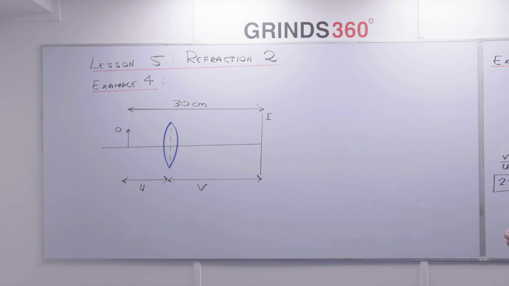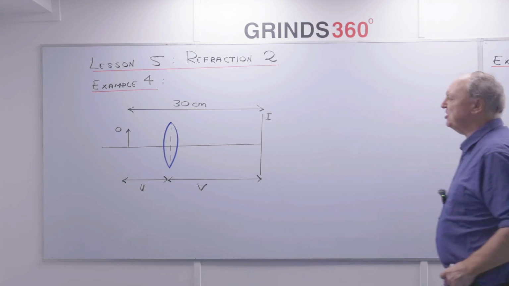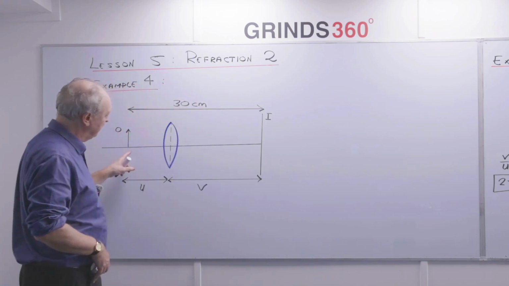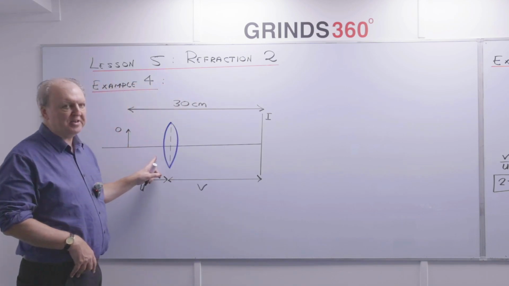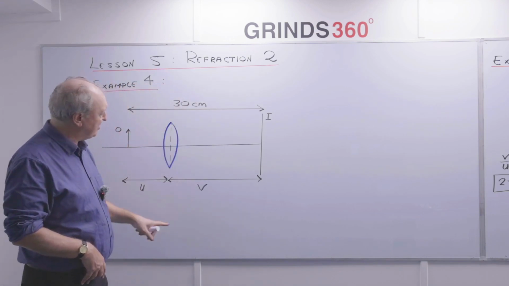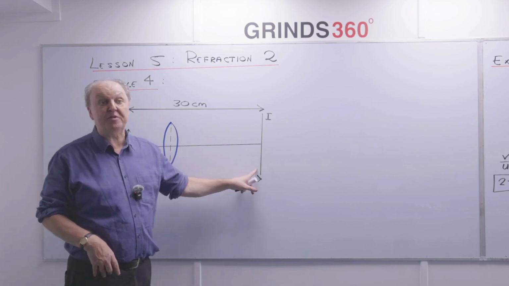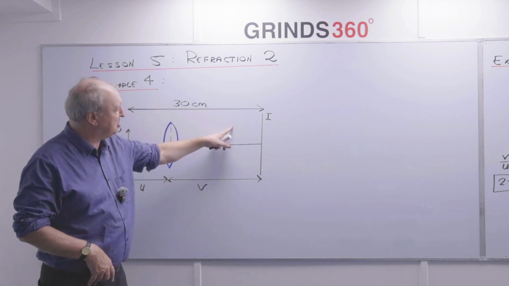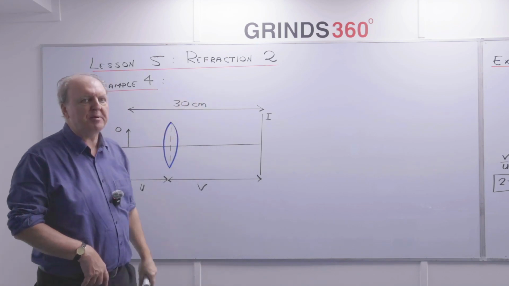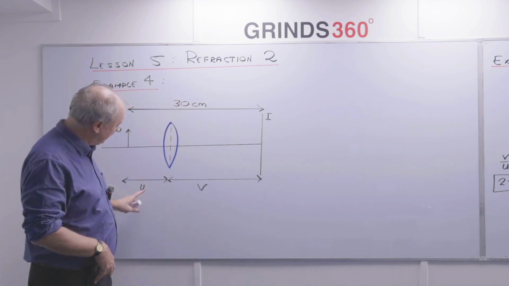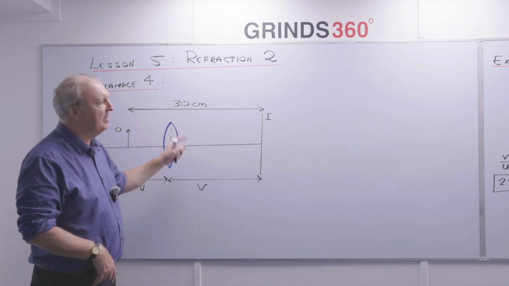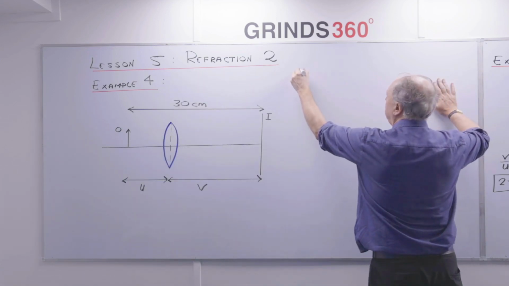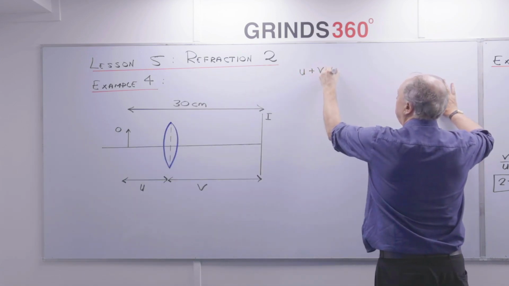There's the setup there. The first thing you can see immediately, U is the object distance, the distance of the object to the lens, and V is the image distance, the distance of the image on the screen to the lens. And the object and the image on the screen are 30 centimeters apart. So immediately you can see that U plus V is equal to 30. So let me write down that simple relationship. U plus V is equal to 30.